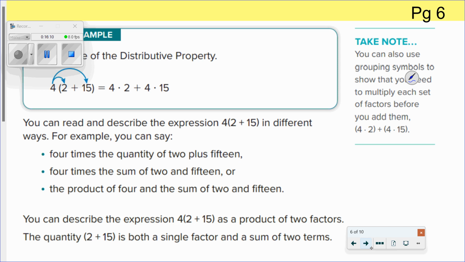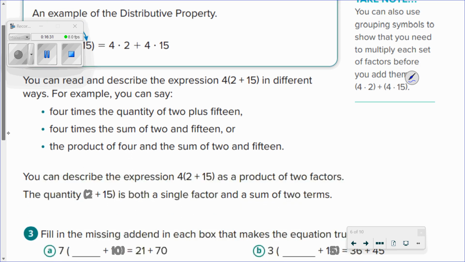All right, so Mr. Moore just went over the distributive property with you, yes? So the number on the outside of the parentheses means you are doing what to the numbers on the inside of the parentheses? Multiplying. Good job. So this one is 4 times 2 plus 4 times 15. Does that make sense?